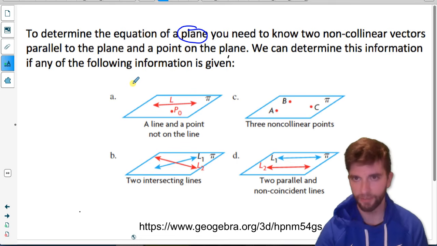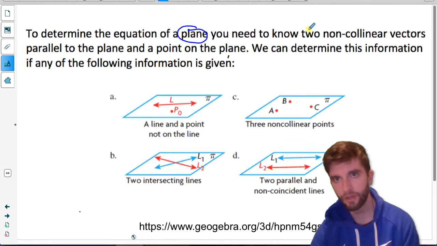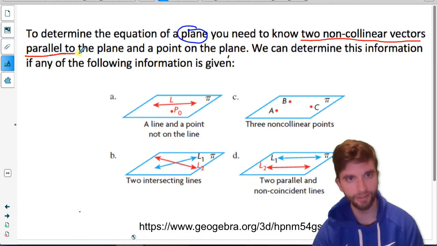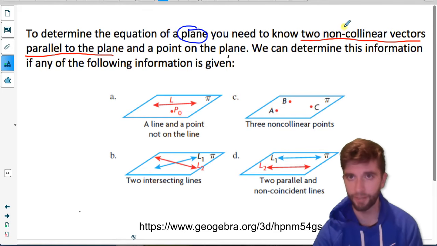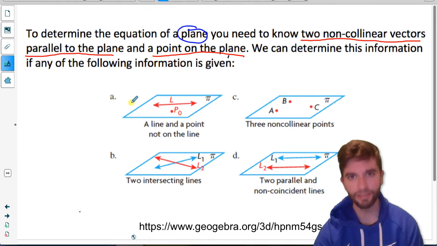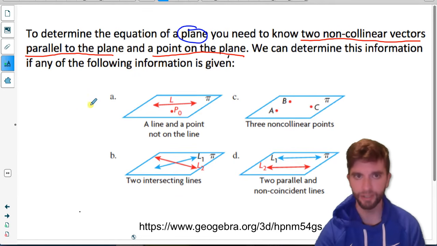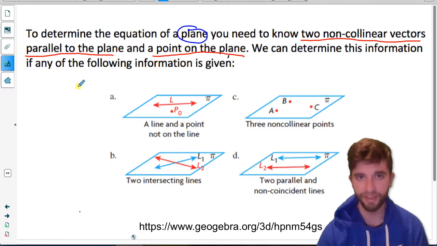Alright, now that we know what a plane is, what do we need to be able to write the equation of a plane? To be able to write the equation of a plane, we need 3 things. We need 2 non-collinear vectors parallel to the plane. They give us the direction of the plane, but those 2 vectors cannot be parallel to each other. They cannot be collinear. And we also need a point on the plane. So we need 2 non-collinear vectors parallel to the plane and a point on the plane. If we have those 3 pieces of information, we can write the vector equation of a plane.